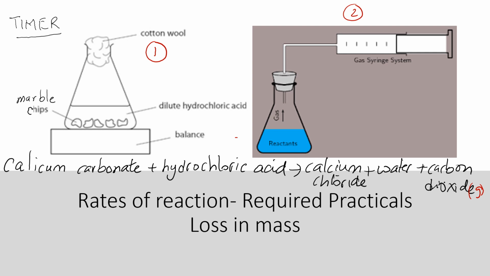This experiment can also be used for surface area for rates of reaction, so you can use powdered marble chips, or you could use larger size marble chips, and then time how long it takes for them to break down or dissolve, and also the volume of gas being produced. So it could be the volume of gas you're measuring, or it could be the time it takes for the marble chips to break down.